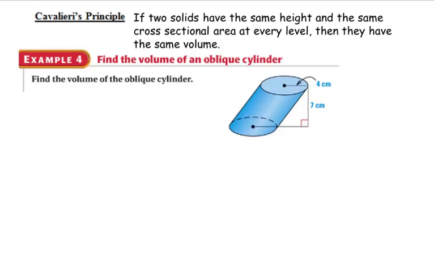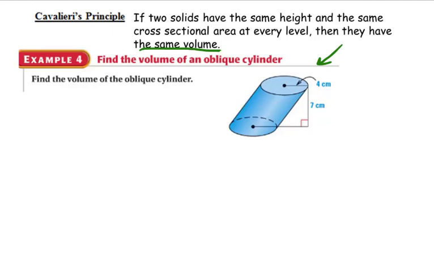Okay, on our next slide here, we have what's called Cavalieri's principle, which says if I have two solids that are the same height and the same cross-sectional area at every level, then they have the same volume. And really what that's saying is that if I have a figure like this that's oblique, an oblique cylinder, it's not right. It's not standing straight up tall, so that a height between the center points of the top and the bottom would be perpendicular at the bases.